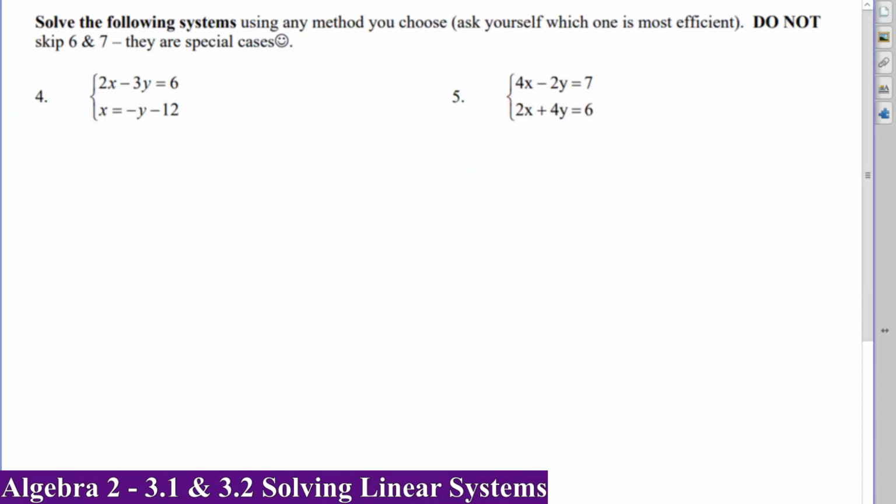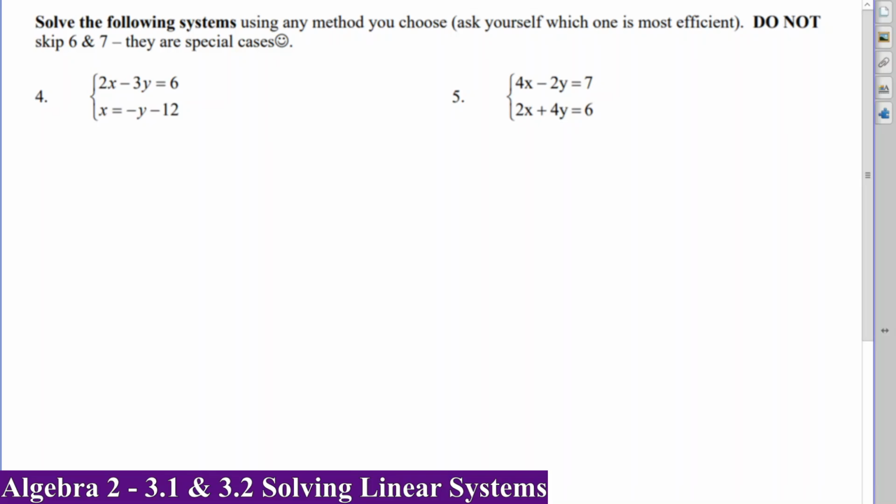So what we're going to do is take a look at number 4 and number 5, and we're going to discuss which method we should probably choose. Then I'm going to pause the video, and you need to pause the video, and we're going to do 4. We're going to go over it, and then I'm going to have you pause for number 5, try it on your own, and then we're going to go over it.